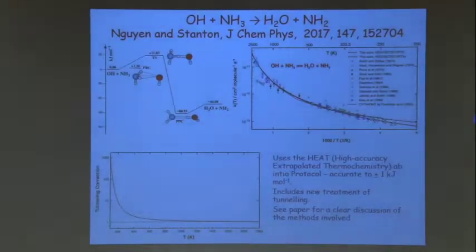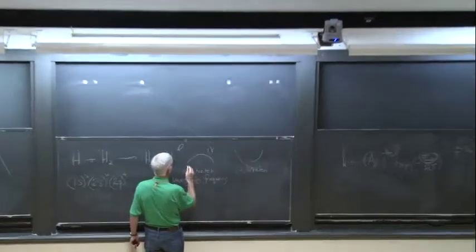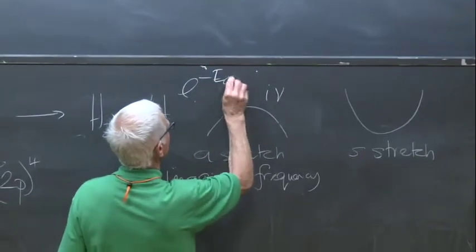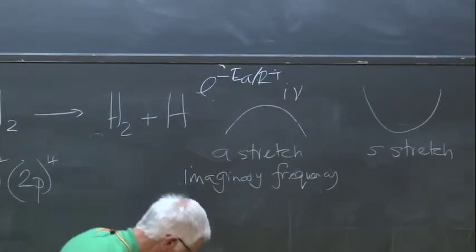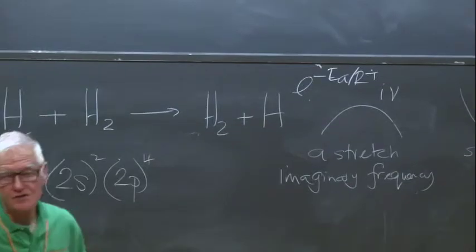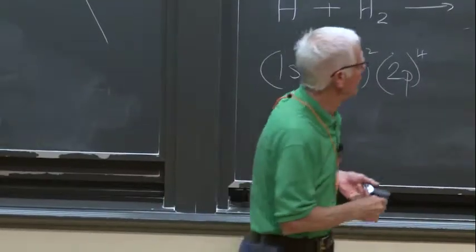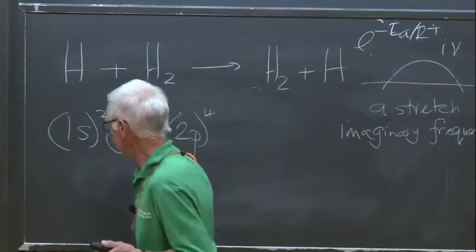And of course, the reason is that at low temperatures, the term e to the minus EA over RT is a very, very small quantity. And so very, very few molecules have enough energy to go over the top. And if they can go through the barrier, then it's going to be much better.